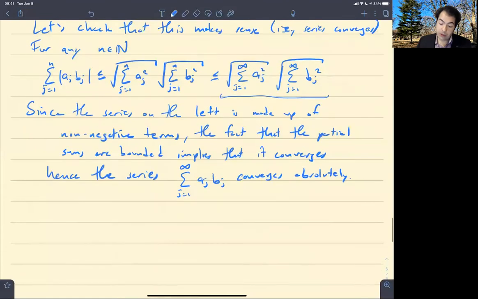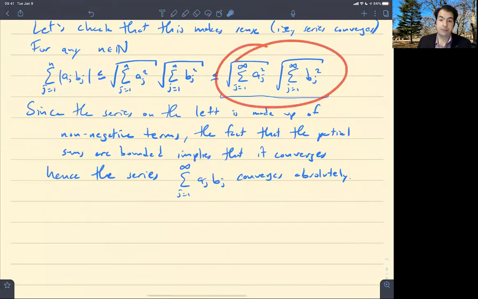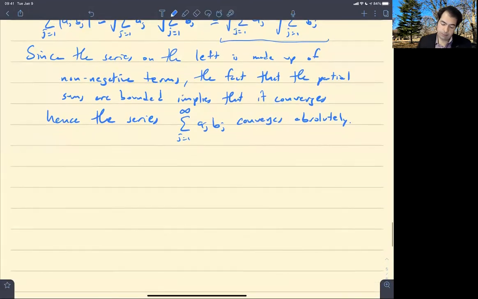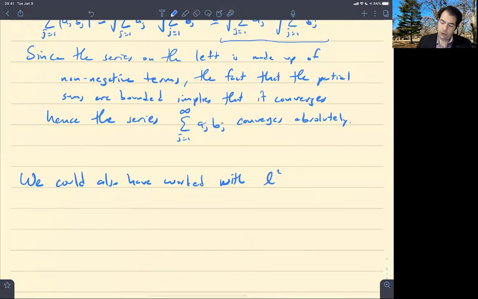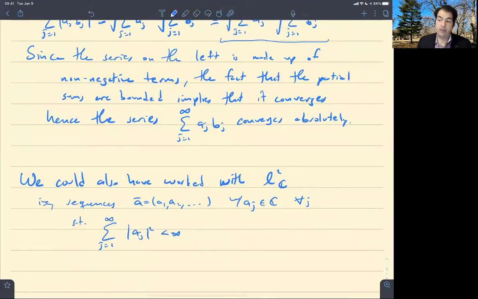And then we get Cauchy-Schwarz. We get that the modulus of this is bounded above by this number. Let me just mention that we could also have worked with little l2 with complex entries. So these would be sequences a1, a2, and so on with aj complex numbers for all j, such that the sum j goes from 1 to infinity of the modulus of aj squared is finite.